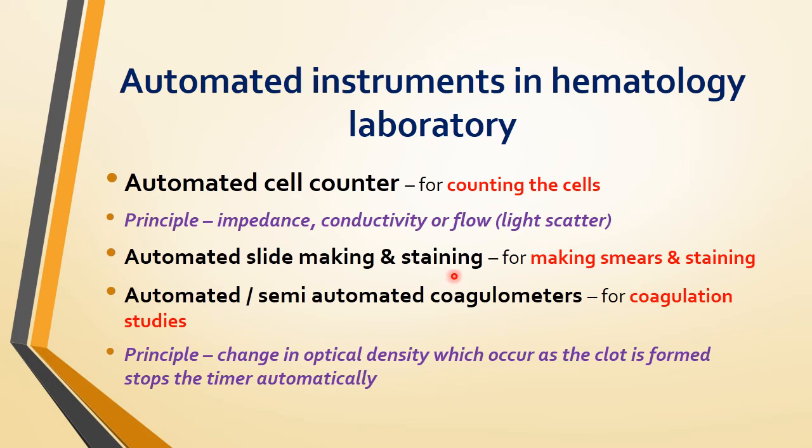Automated slide making and staining. It is mainly used for making the smears and staining those smears. Automated or semi-automated coagulometers. It is for coagulation study purpose, and this works on the principle of optical density, that is the principle of colorimeter. So OD values will be recorded. So upon clot formation, OD will be taken and the timer will be stopped, so that it is going to read out the prothrombin time as well as activated partial thromboplastin time.